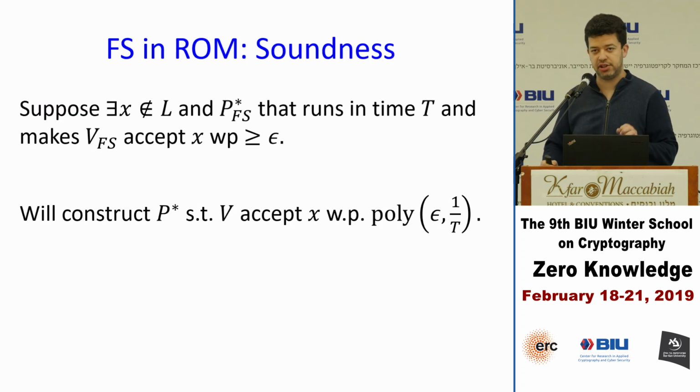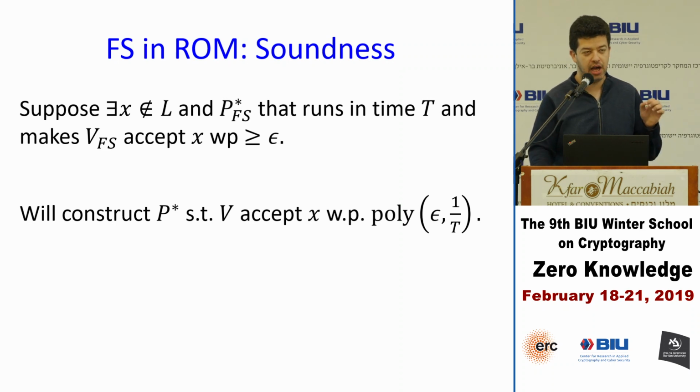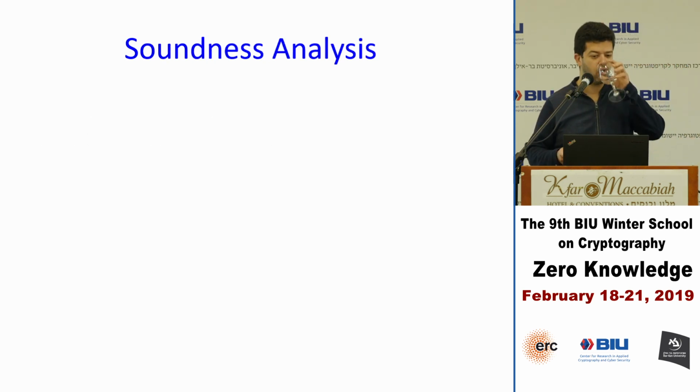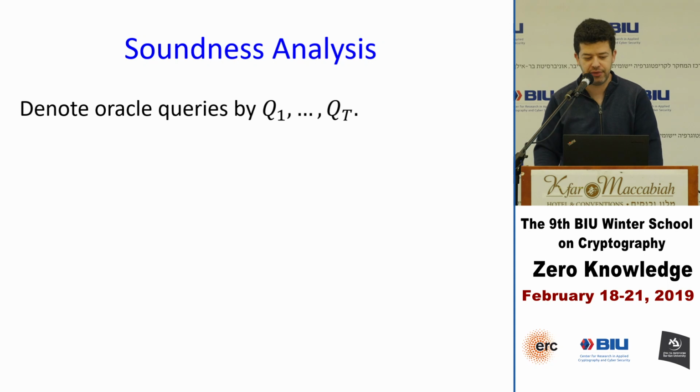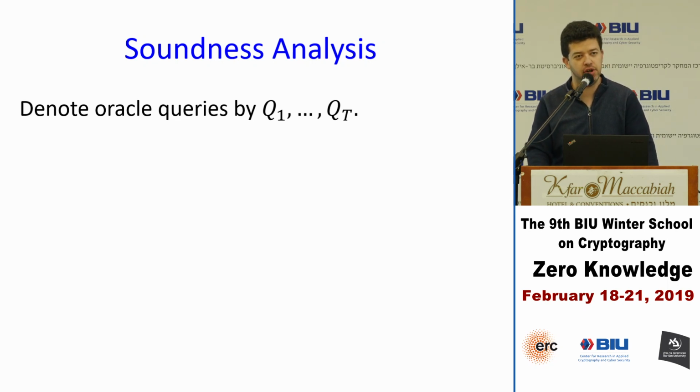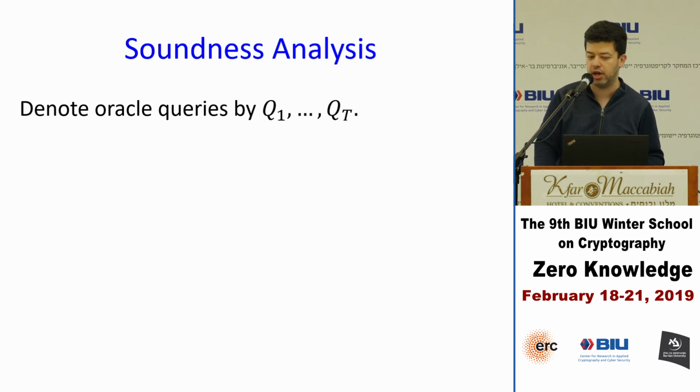So going back to Fiat-Shamir, we've assumed that we have a cheating prover that breaks soundness of the compiled protocol. We want to construct a prover for our original interactive argument. Okay, so let's try to analyze soundness, and we're going to look at what exactly this cheating prover for the Fiat-Shamir protocol does. Some notation: this prover runs in time t, and so it can make at most t oracle queries to our random oracles. I want to think of these as random variables, and I'll denote them by q1 up to qt.